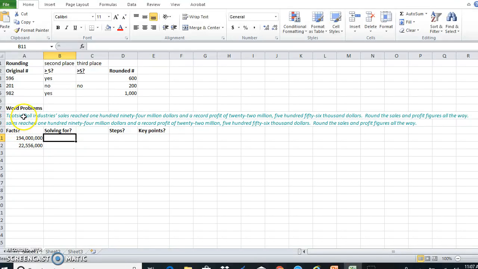We know that it doesn't matter that it's Tootsie Roll industry, so that doesn't have any part in it. We know that 194 million is important. We know that 22,550,000 is important. And we know that we need to round the sales and profit figures all the way. So round all the way. Steps are the same.